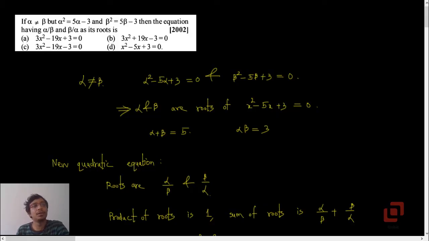Question 1. If alpha is not equal to beta, but alpha squared is equal to 5 alpha minus 3 and beta squared is equal to 5 beta minus 3, then the equation having alpha upon beta and beta upon alpha as its roots is. We have four options as usual.